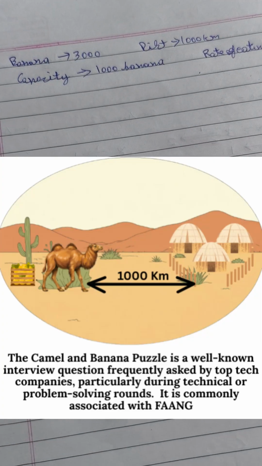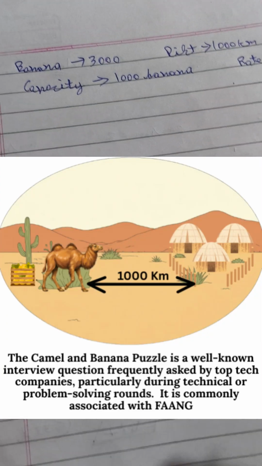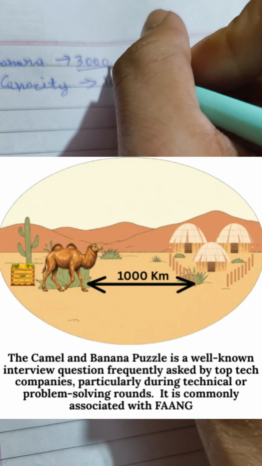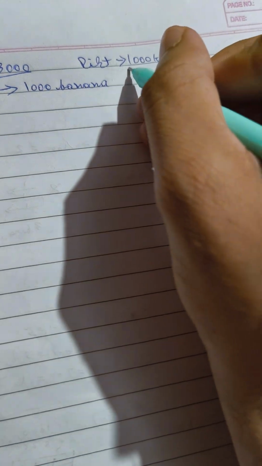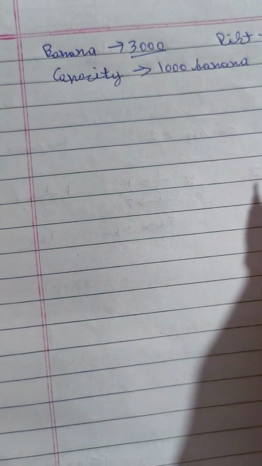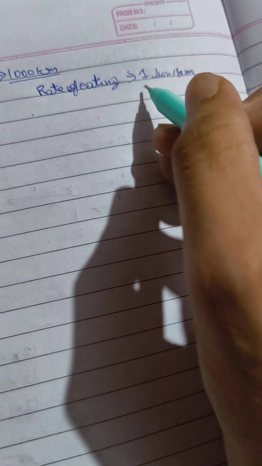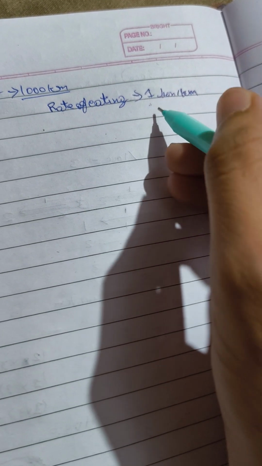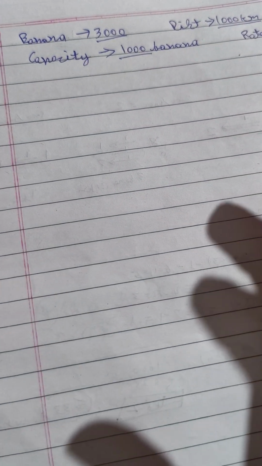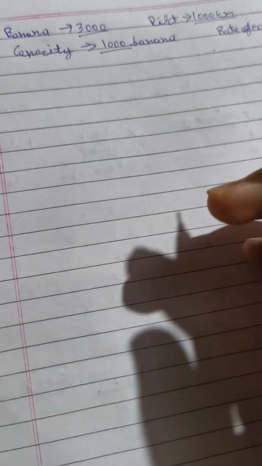Hello guys, let's understand the classic banana camel problem. So we have 3000 bananas and we want to move them a distance of 1000 kilometers, and the camel can carry up to 1000 bananas at a single time. This is the rate at which the camel eats: for each kilometer he travels, he eats one banana.